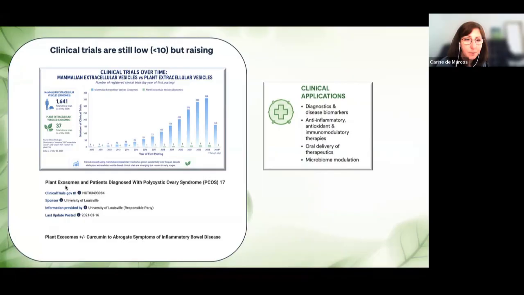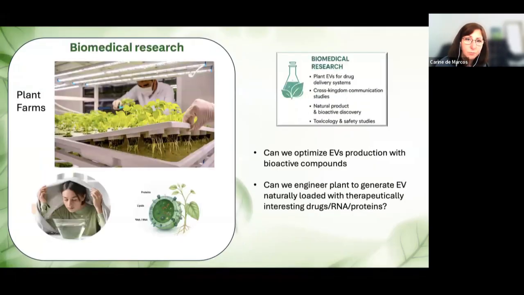These are two examples. Of course, they use the term exosomes, but they are not necessarily exosomes, and we will discuss that a little bit later. For example, plant-derived vesicles for patients diagnosed with polycystic ovary syndrome, or plant-derived vesicles loaded or not with curcumin to abrogate the symptoms of inflammatory bowel disease. So they are increasingly popular, and this is something that the plant field is looking into.